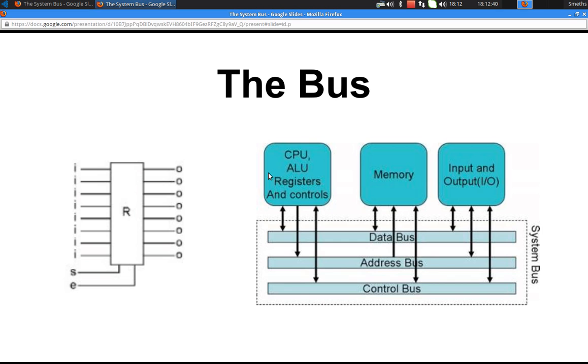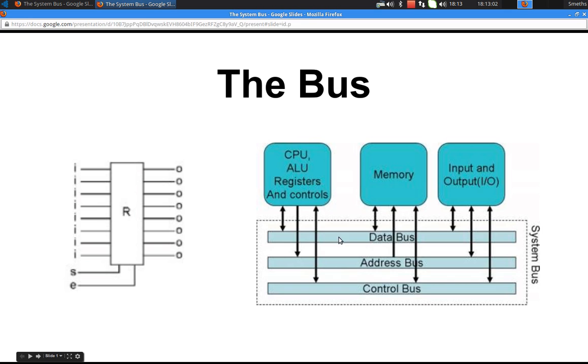The first video talked about how a register worked, how a computer was able to store information, how you could actually get the computer to remember something, and how you could retrieve that information. But what we didn't really talk about so much was where the data was coming from, or where the data was going to. And that's via a thing called the bus.